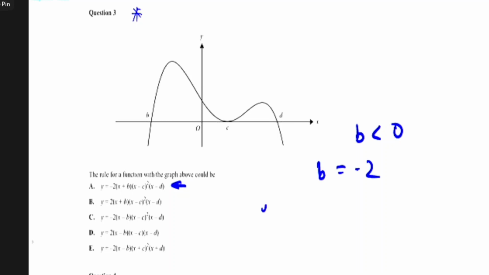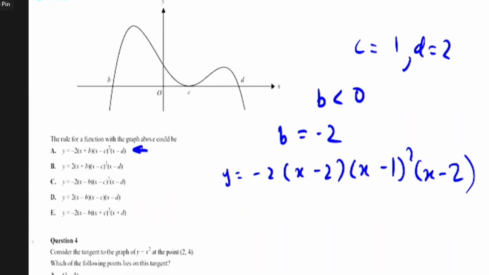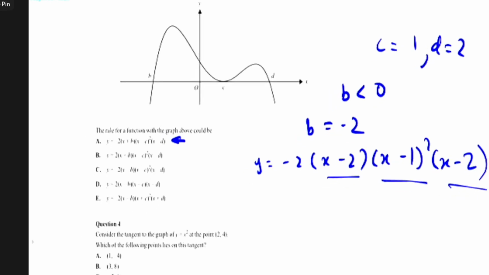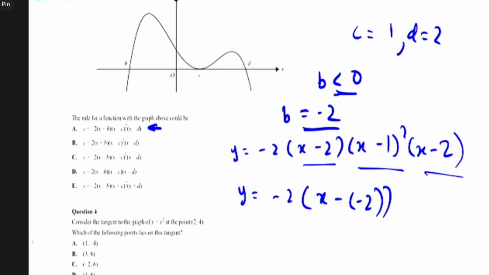So if I made, let's say b is negative 2, then if I left it in the form of A, it would be y is equal to negative 2 times (x minus 2), and then if c and d are also positive, let's say c is 1 and d is 2, it would be (x minus 1) squared and (x minus 2) squared. And as you can see, all of these would make a positive x-intercept. So actually, because b is negative, we have to negate the negative by putting another negative in front of it to cancel it out. So that's what happens here.